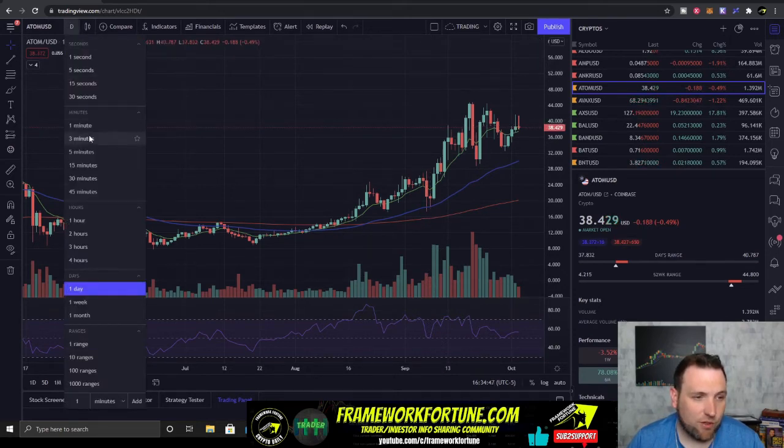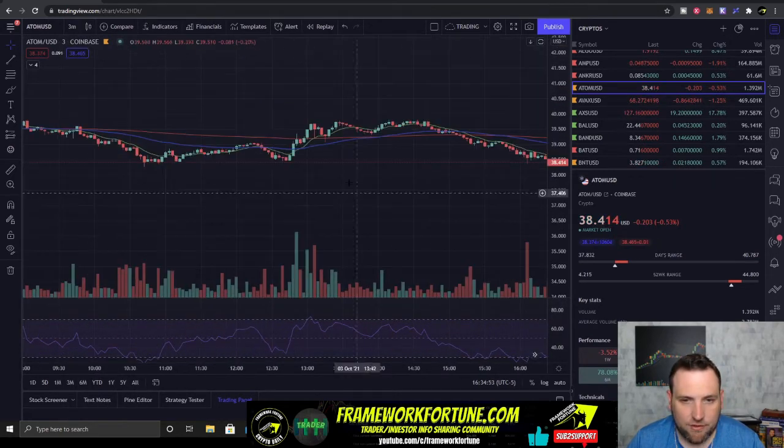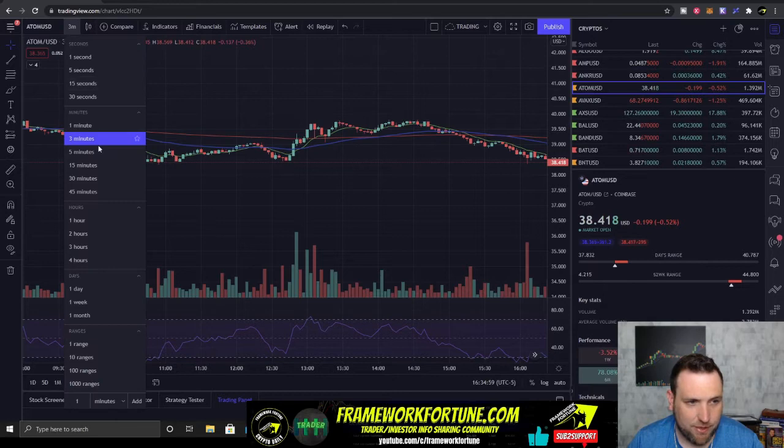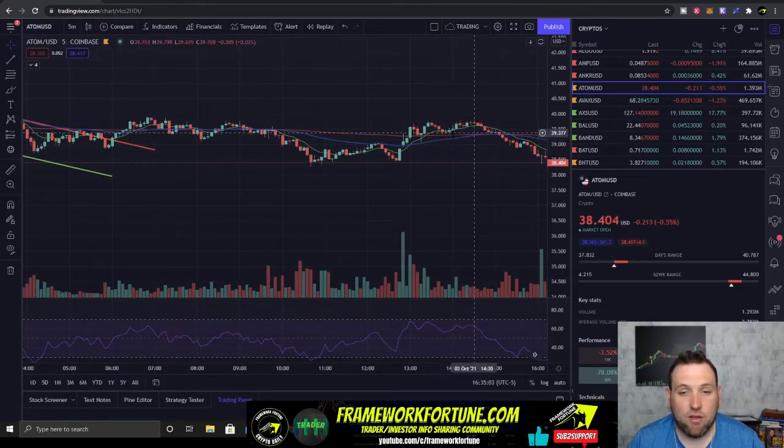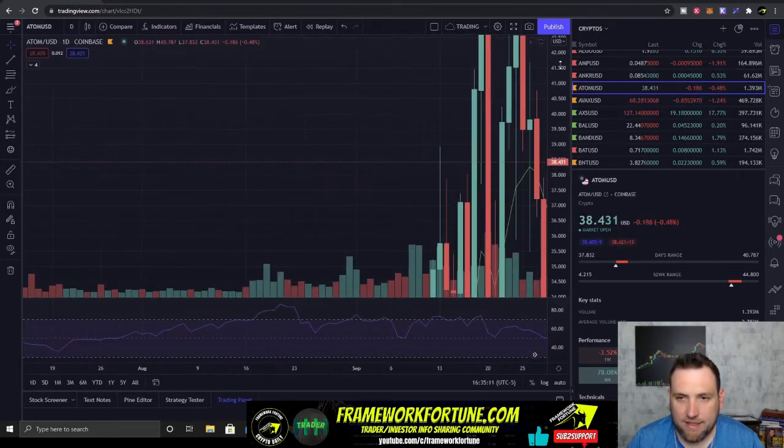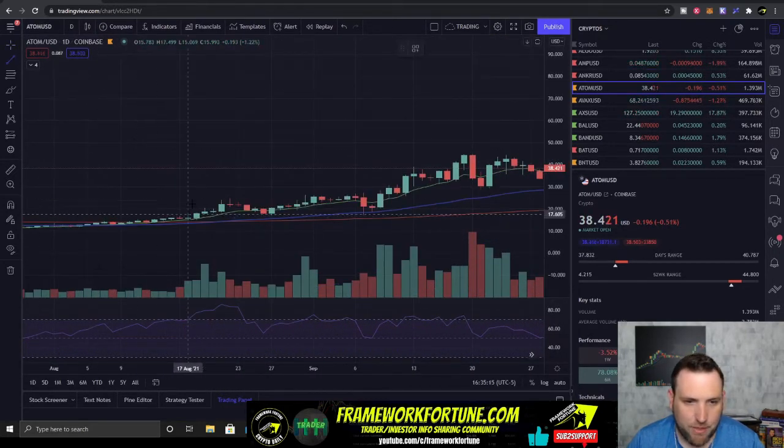So for example, if we go into the 5-minute here on Atom, you can see where the price has been up and down and all around these EMAs. Because on a 5-minute, well, actually this is a 3-minute, but either way, they're not that strong of support and resistance. They can break really easily. Well, we go back to that daily chart and we look for some past support.